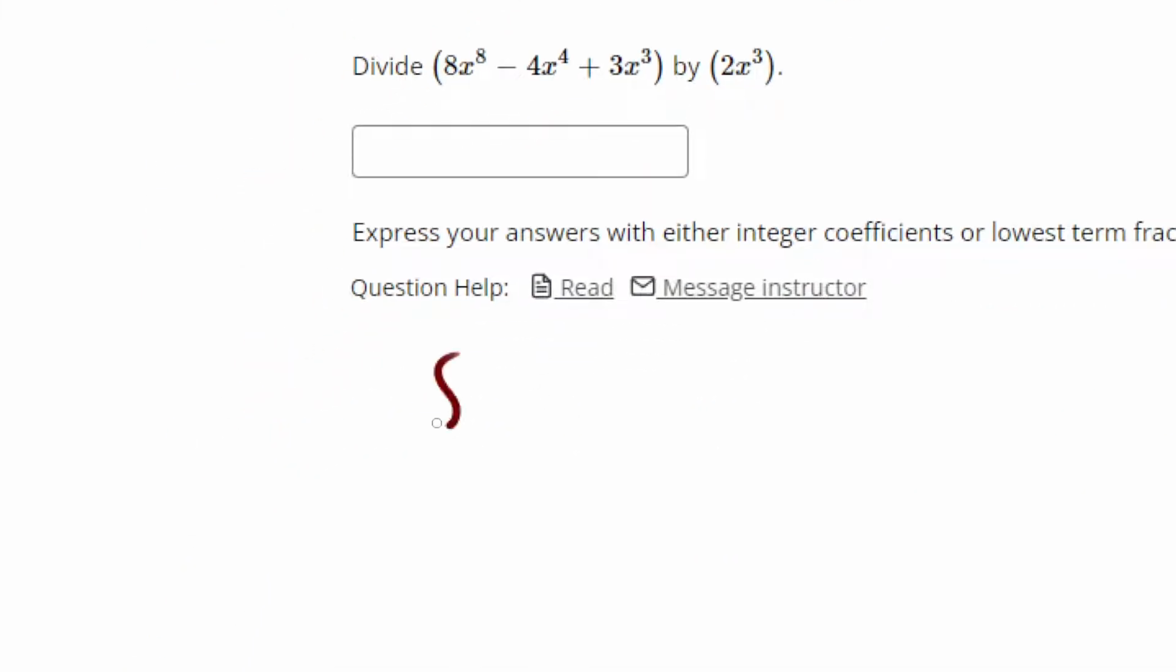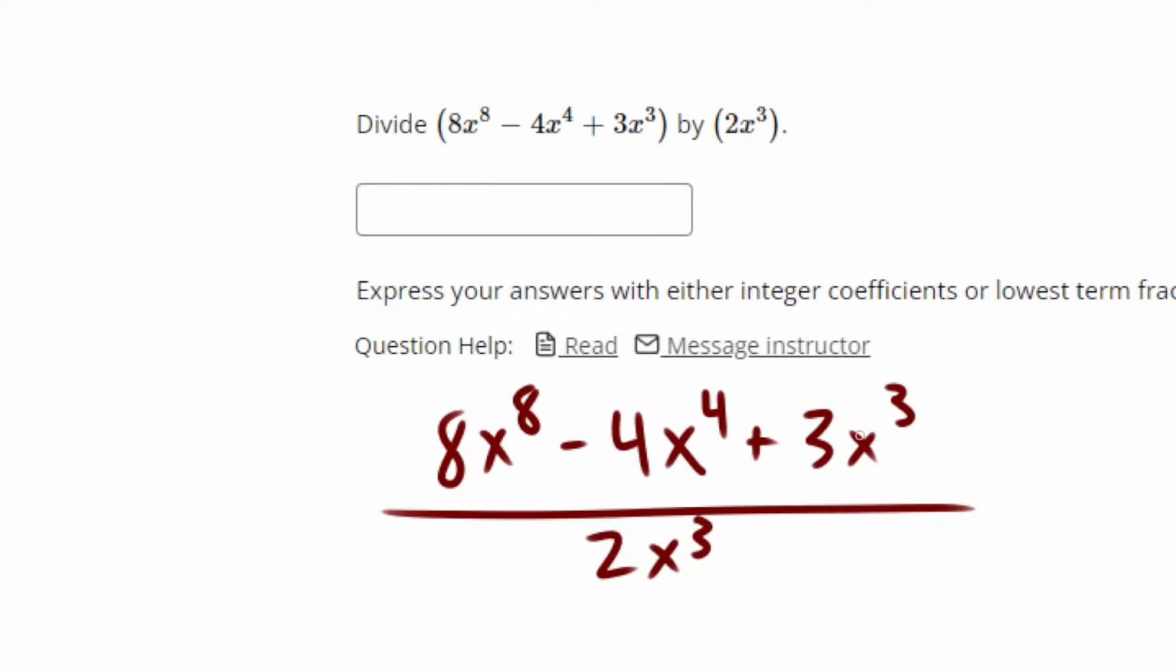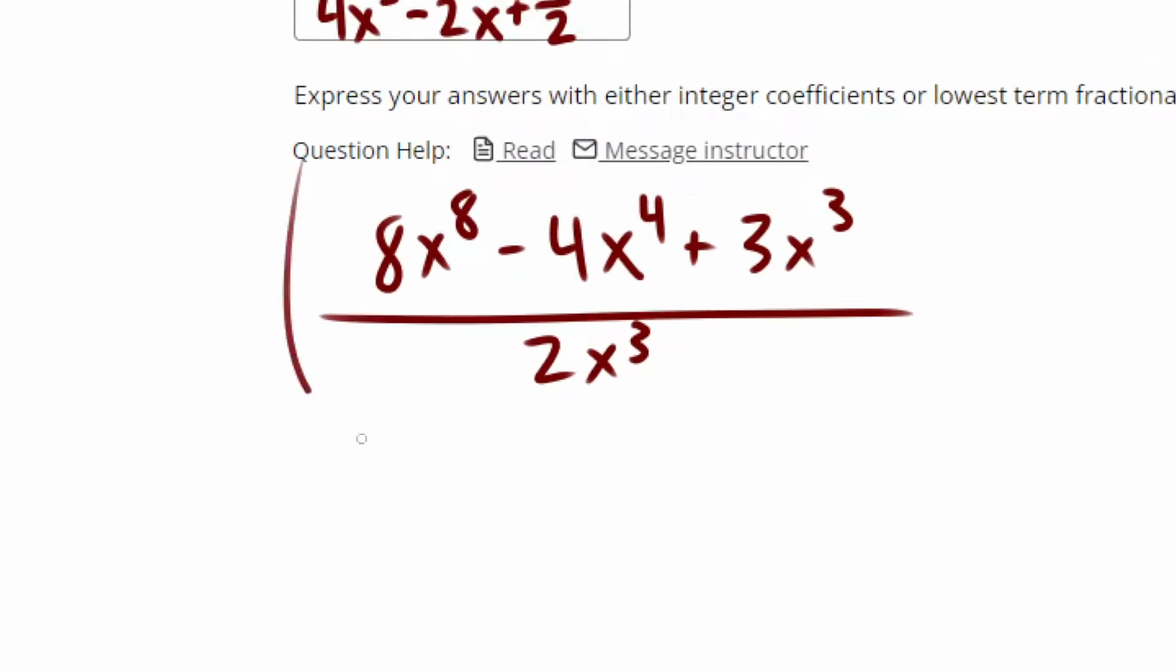Same process here. This time I'll go quicker. I do like rewriting this; it just helps me to visualize things a little bit better. So this will turn into 4x to the 5th. This will turn into negative 2x. This will turn into positive 3 halves, because the x is crossed out. And then that would be your answer for this.